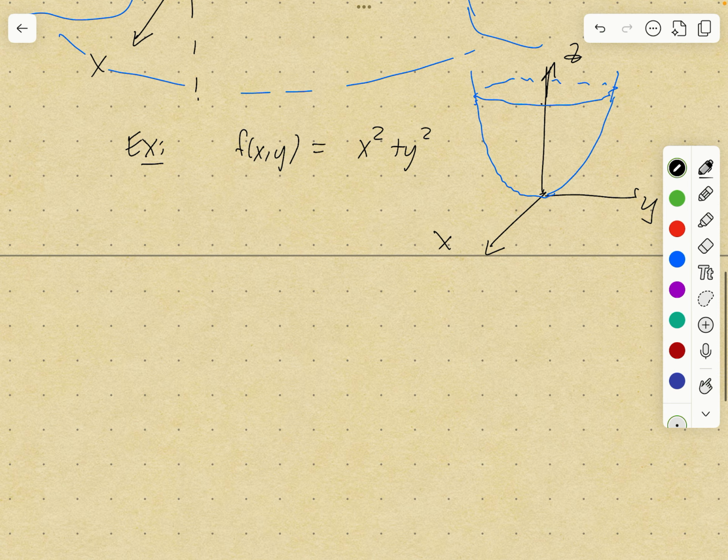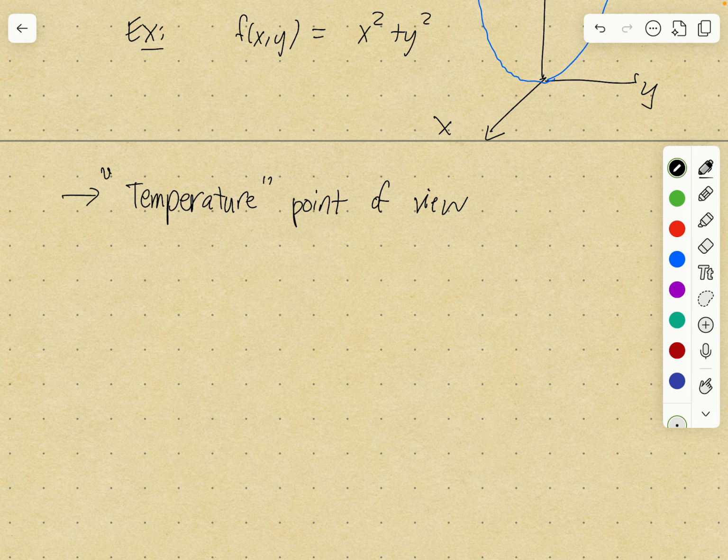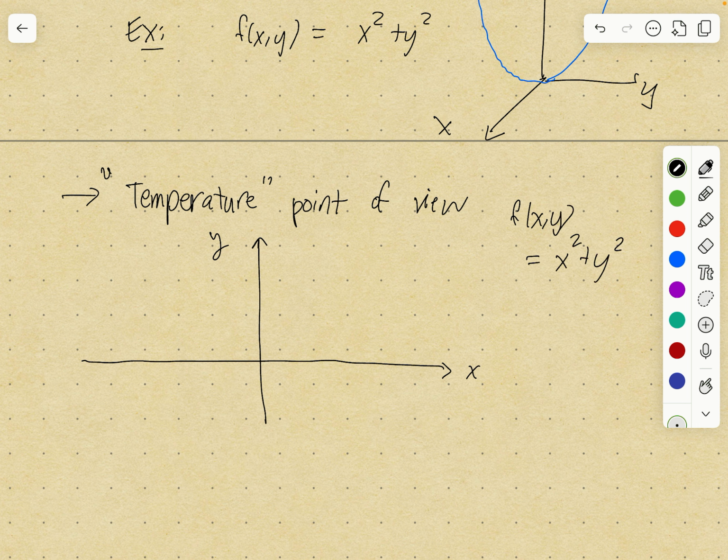And then there's another way of thinking about this, which is the temperature point of view. So what's the temperature point of view? In this point of view, you're not graphing the function. You are looking at just the xy plane. So let's look at f of x comma y equals x squared plus y squared. And what this is saying is, think about the function as the temperature at the point x comma y.